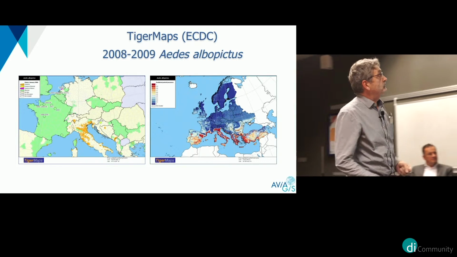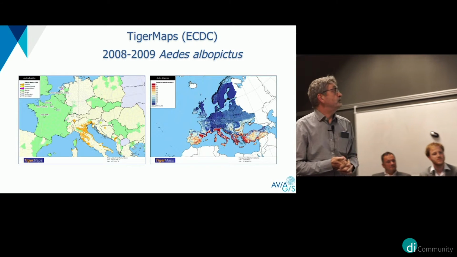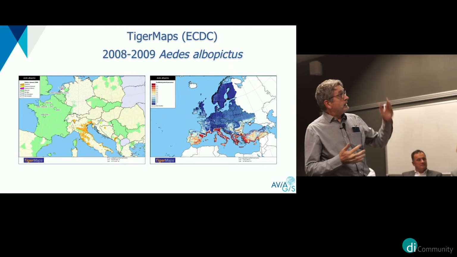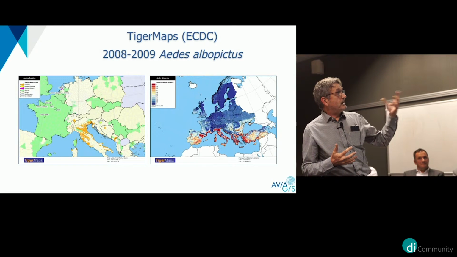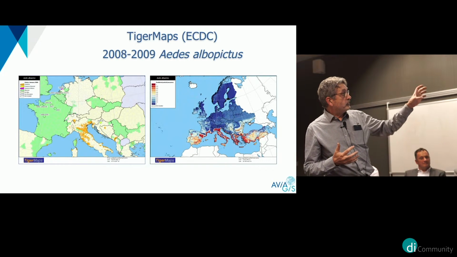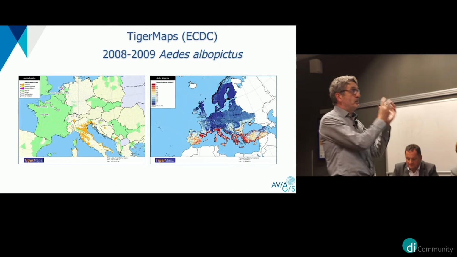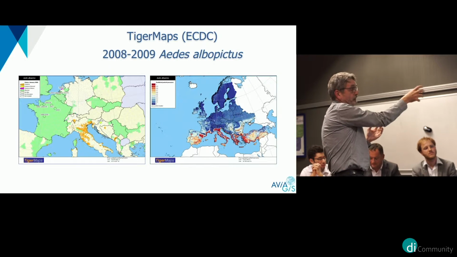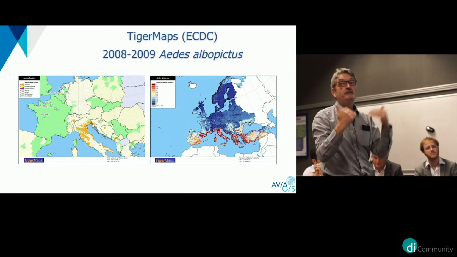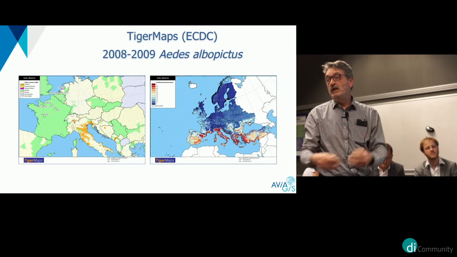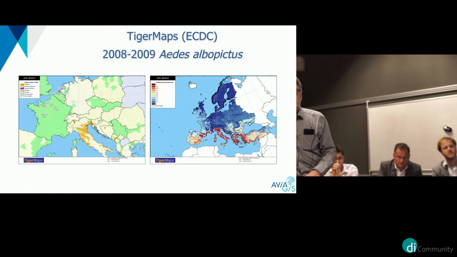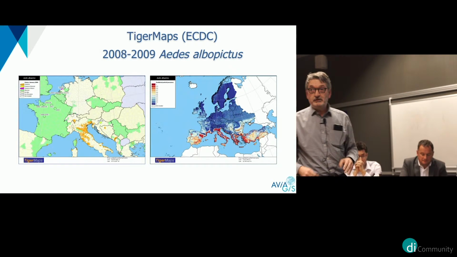So now in 2008 we started collaboration with the European Centre for Disease Control, and that was the first time there was an effort to collect all the data about this tiger mosquito in Europe and to model based on data of existent presence. This is an invasive species, it's coming in. You know, this has nothing to do with climate change. I got nothing against climate change.